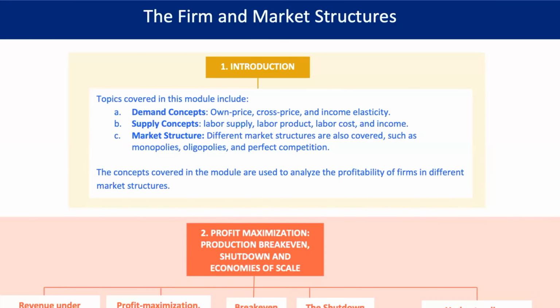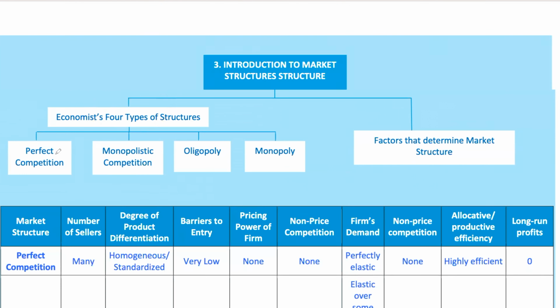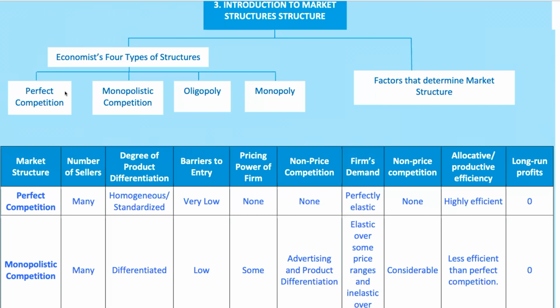Now, let's understand the basics of different market structures. Market structures are classified based on the number of sellers, product differentiation, and barriers to entry. Economists classify market structures into 4 types, each with distinct characteristics. Let's explore the 4 main types. First is perfect competition.